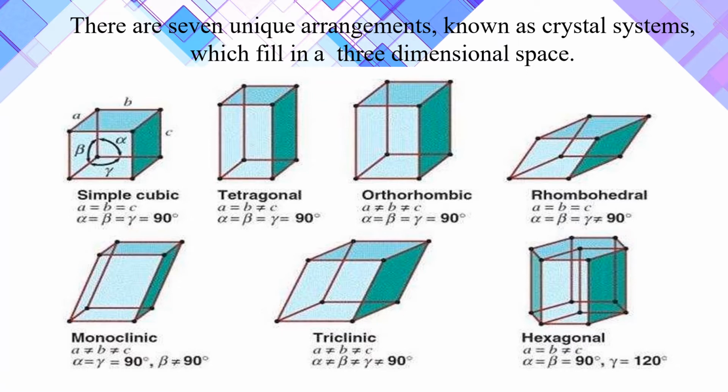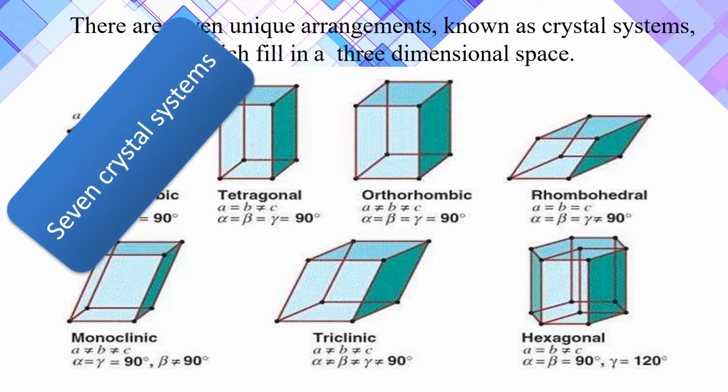Each crystal system is specified by the shape and symmetry of the unit cell. The crystal systems range from the highly symmetrical cubic system to the highly unsymmetrical triclinic system. These are called the 7 basic crystal systems.